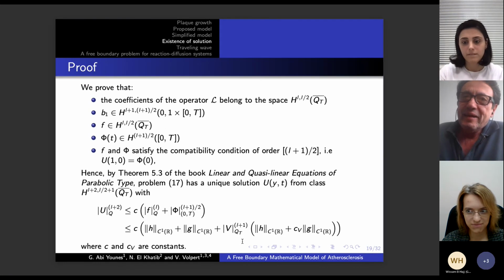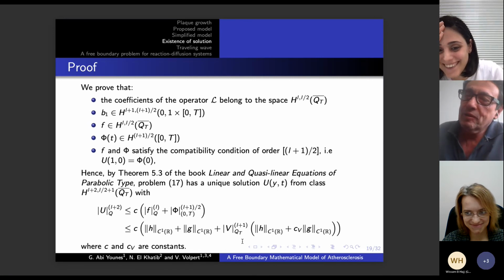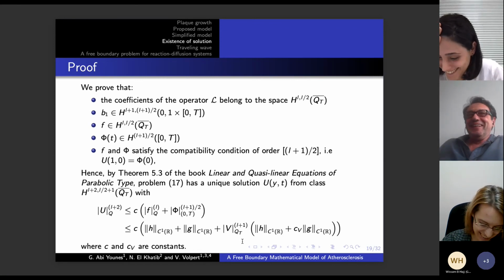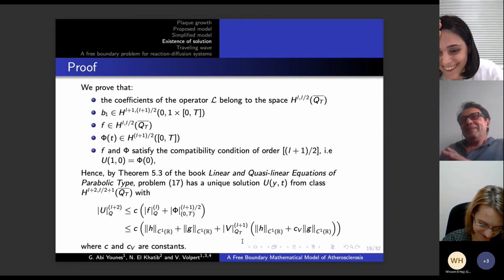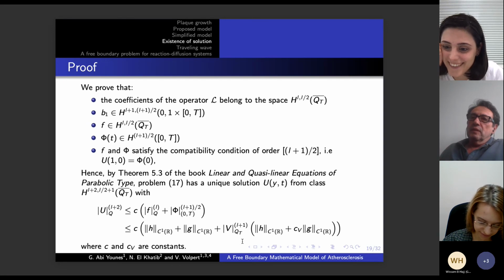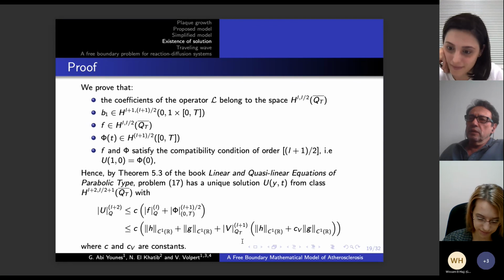Yeah, I like that. By theorem 5.3 of the book, Linear and Quasi-Linear Equations of Parabolic Type. I understand what the problem is: you just cannot pronounce the name Ladyzhenskaya. But you should at least give a reference, because of course it is a famous book, but maybe not everybody knows the authors. So it's Ladyzhenskaya, Solonnikov, Uraltseva, Linear and Quasi-Linear Equations of Parabolic Type. It's a classical book on parabolic equations, quite old. I think the first edition was published in the 60s, 67 or something like that.